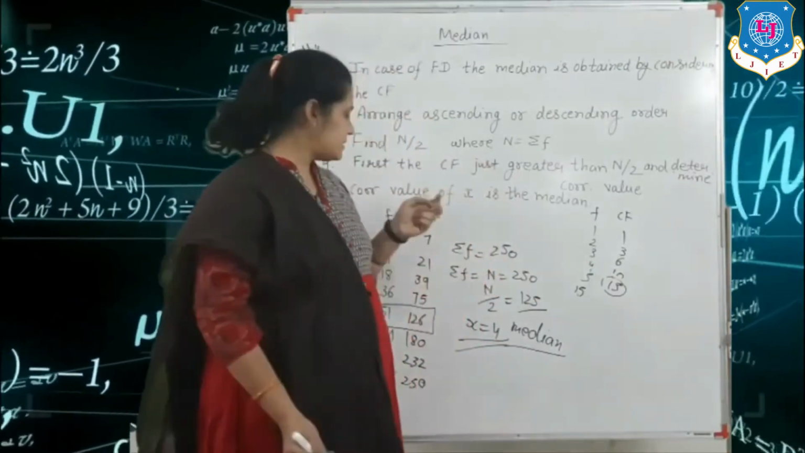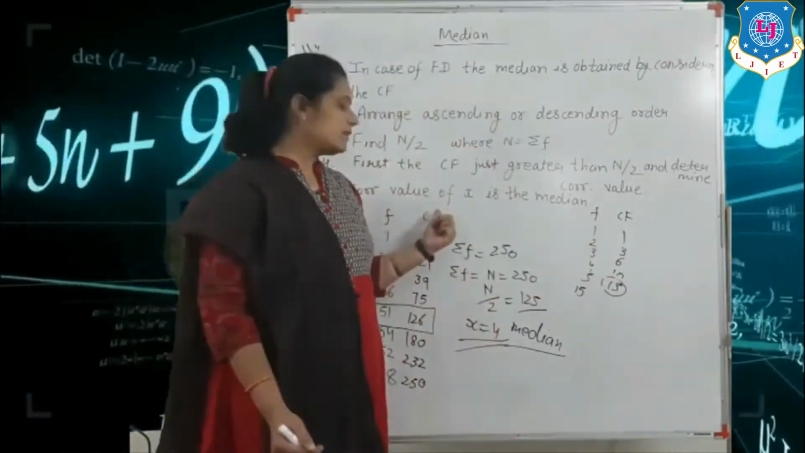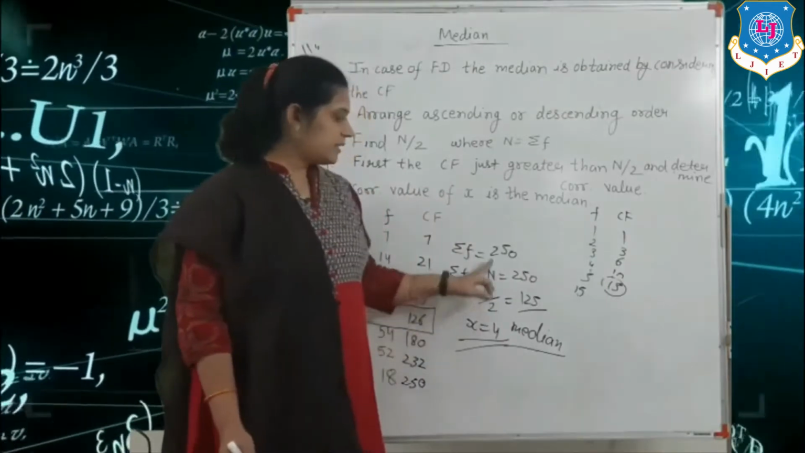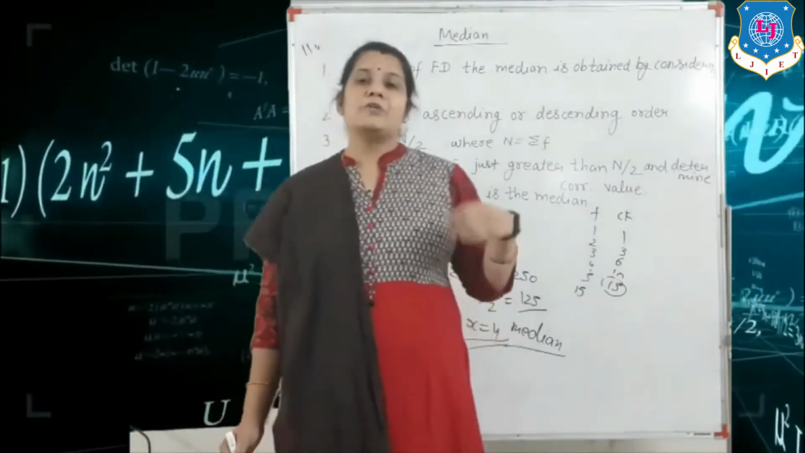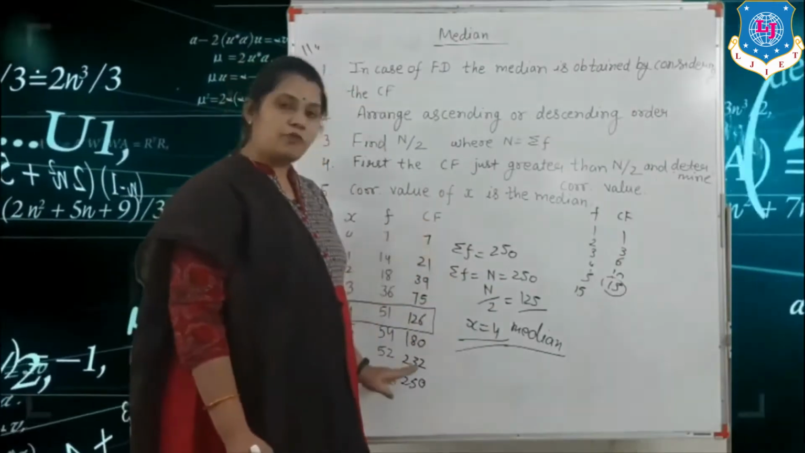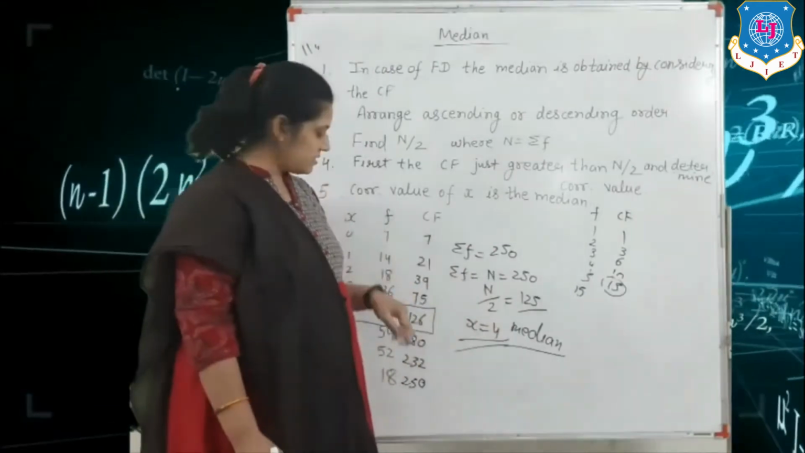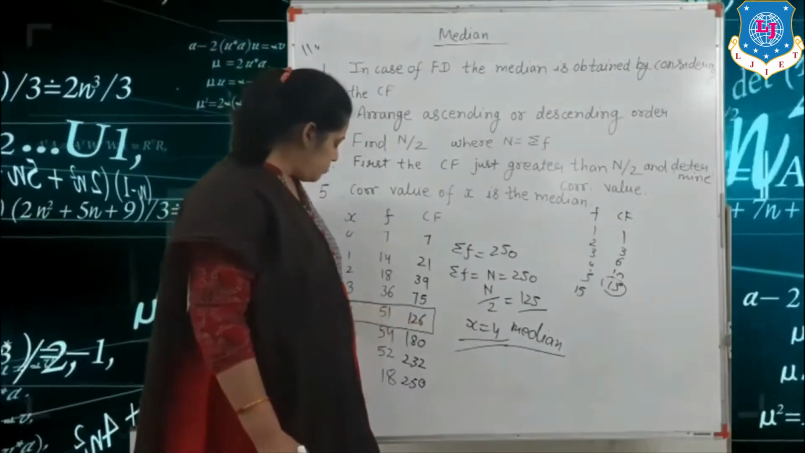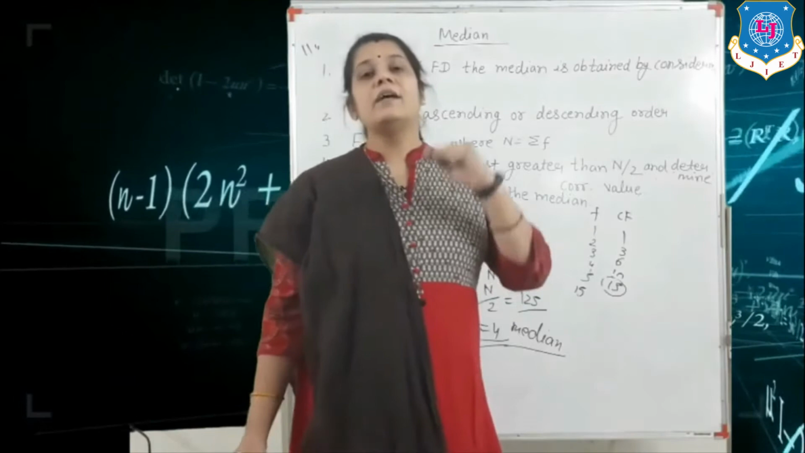But in case your question is given in both x and f forms, first you make the column of cumulative frequency. After that, you find capital N by 2. Then you check the just greater value than N by 2 in your CF column. According to this question, for 125 the just greater value is 126. So this 126 corresponds to the value of x equal to 4. So this 4 is your median.